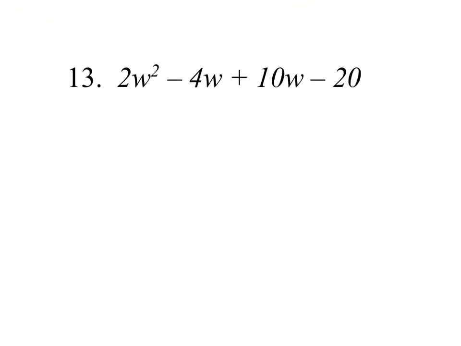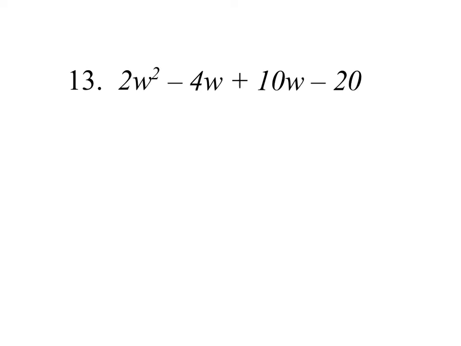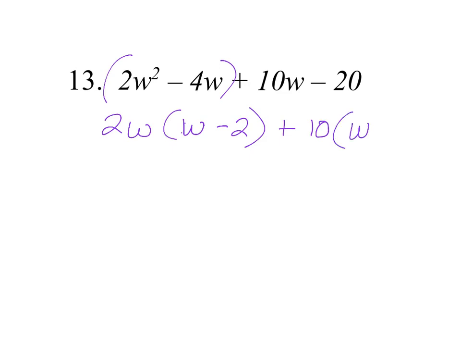All right. Oh boy, 4 terms. Woohoo! Now these have the w's in them already. So this one's pretty straightforward. I can factor out a 2w, and I'm left with w minus 2. Here I can factor out a 10, and I'm left with w minus 2. So I can factor out the w minus 2, and what's left behind is 2w plus 10.